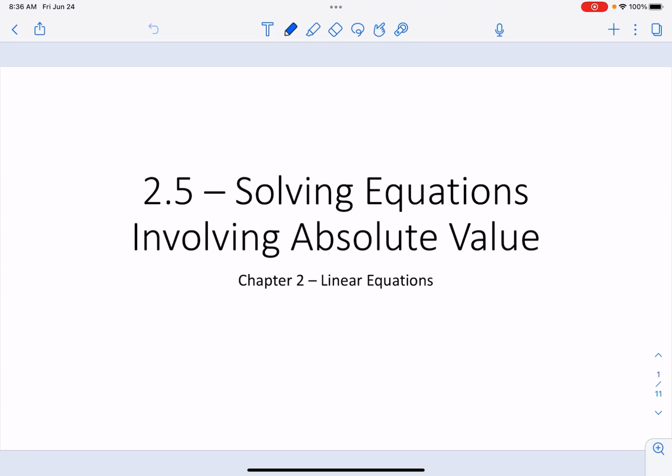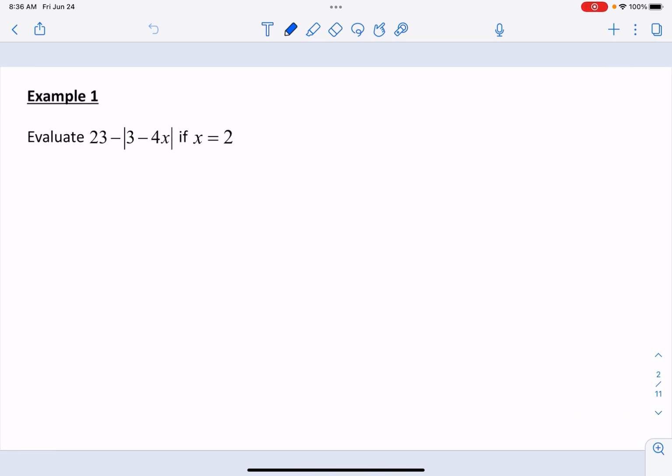Today we're going to be solving equations involving absolute value. Okay, so first remember that absolute values are always going to be positive because absolute value is the distance from 0.